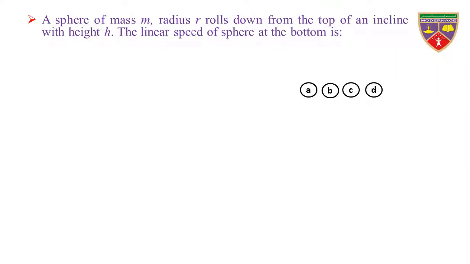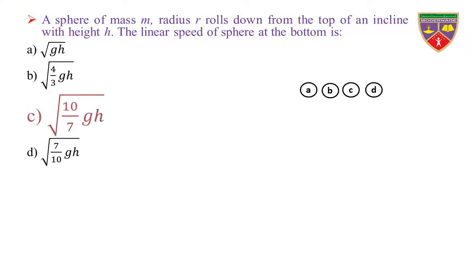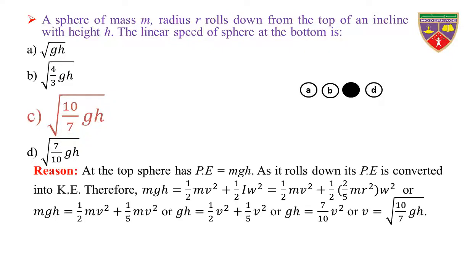A sphere of mass m, radius r, rolls down from the top of an incline with the height h. The linear speed of the sphere at the bottom is: option A, square root of gh; option B, square root of 4 by 3 gh; option C, square root of 10 by 7 gh; option D, square root of 7 by 10 gh. The key is square root of 10 by 7 gh. Therefore, the correct option is C.